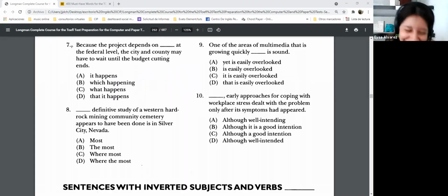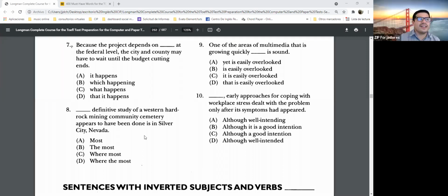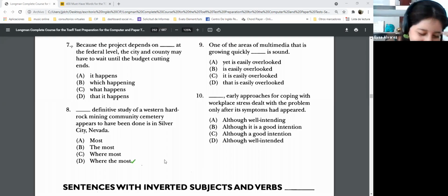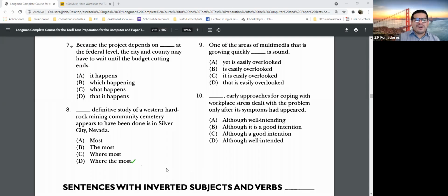For number 8, I chose letter C, and the correct one is letter D, but they are very similar. The only thing is that we don't have the word the. I wrote that maybe letter D is because it's more specific, maybe? I'm not sure. Well, remember that superlatives have to have the article.